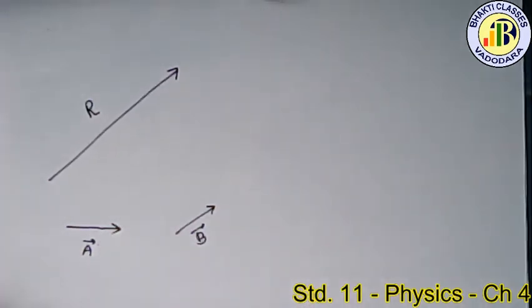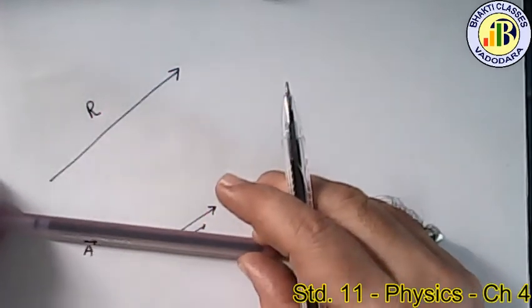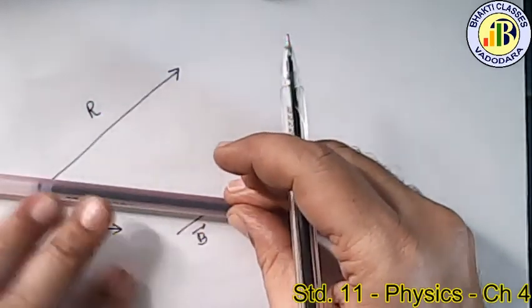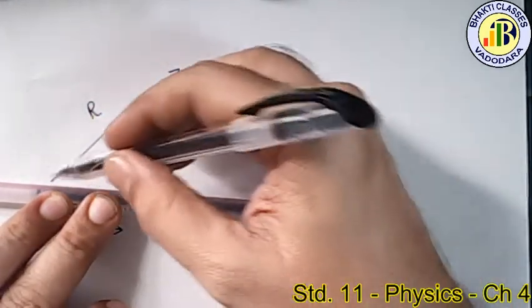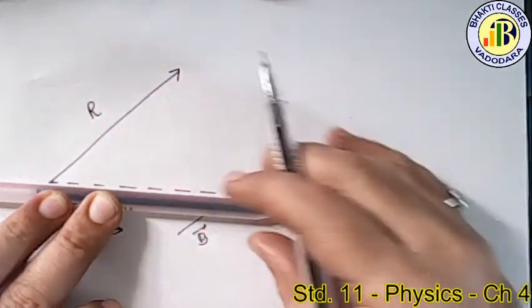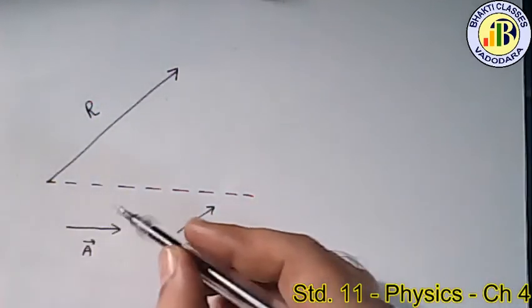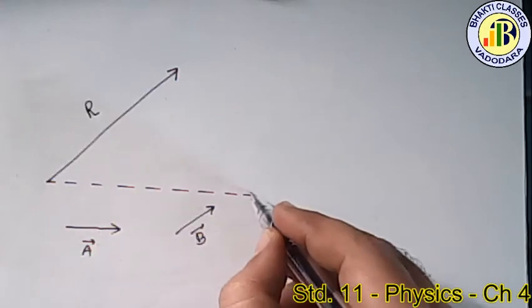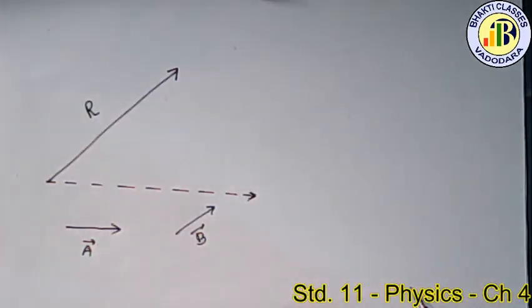Now what will I do? I will draw a parallel vector of this particular vector A. I am writing the parallel vector of A over here at the tail of the vector R. I have drawn a parallel vector at the tail of the vector R. This parallel vector is there in the direction of A.